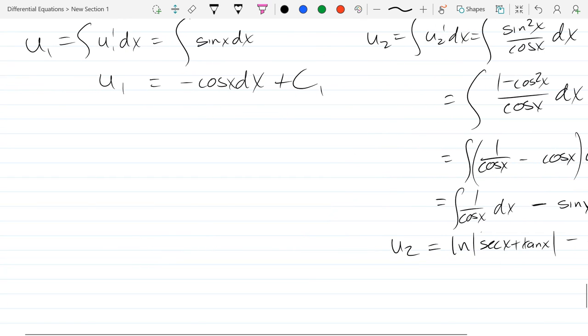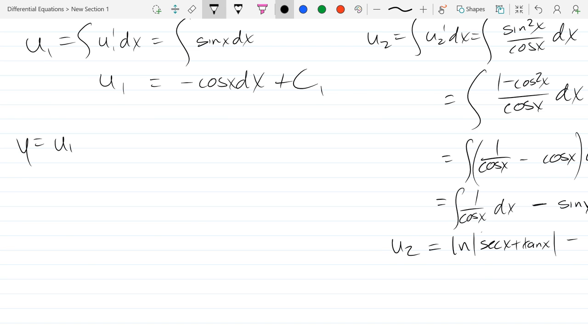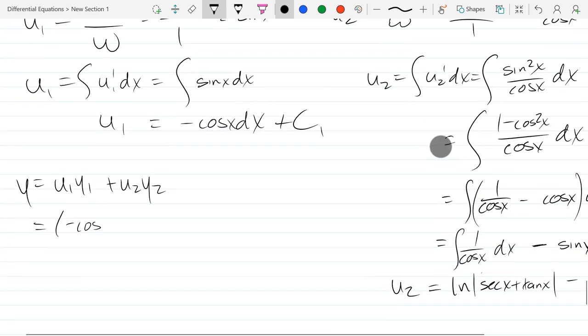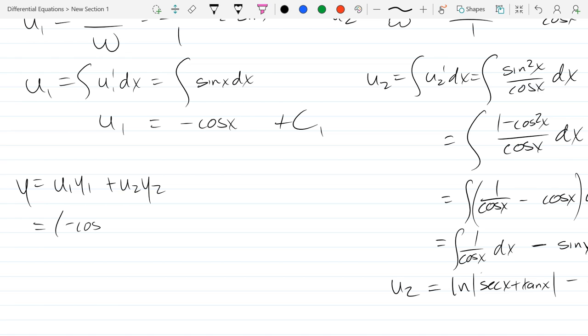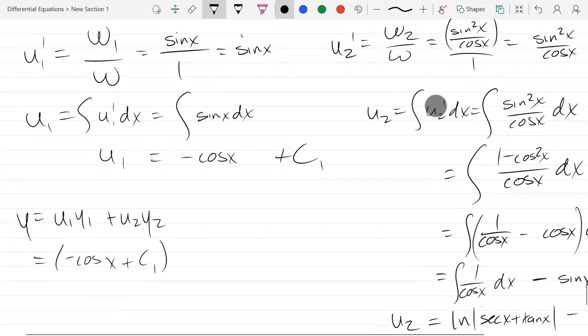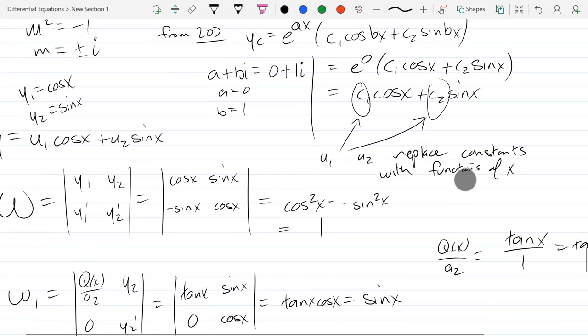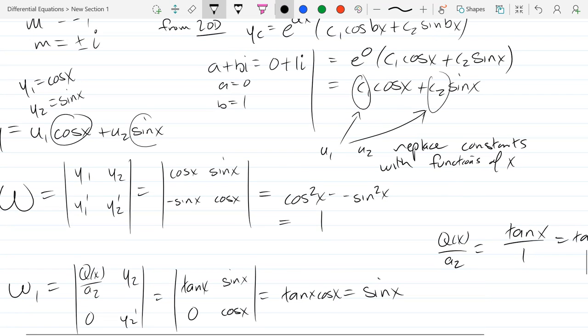All right, and writing the combination of these two. So y is u1 y1 plus u2 y2. I don't know why there's a dx hanging out of my u1. It should be negative cos x plus c1 times y1. It's important that you keep track of which one was y1 and which one was y2, because I need to multiply u1 by y1. I don't want to multiply u1 by y2. You'll get the wrong answer that way. So you have to keep track of which two are paired up.